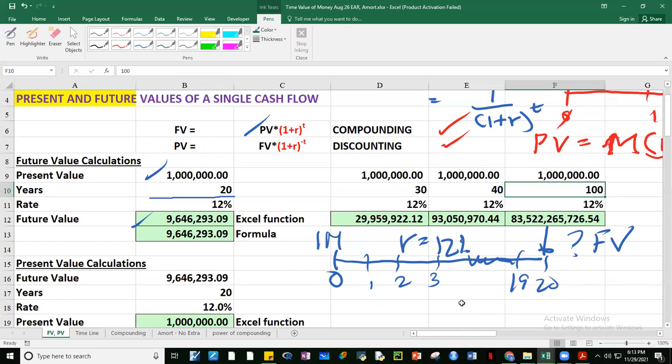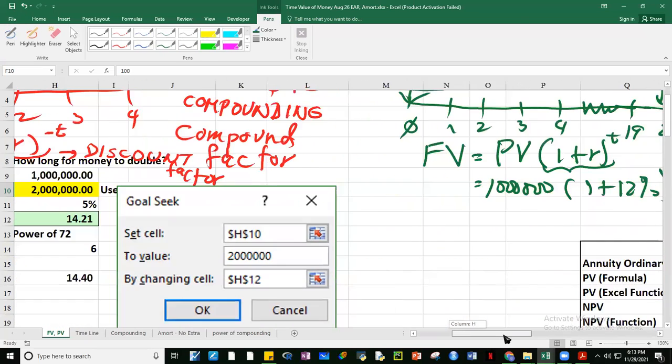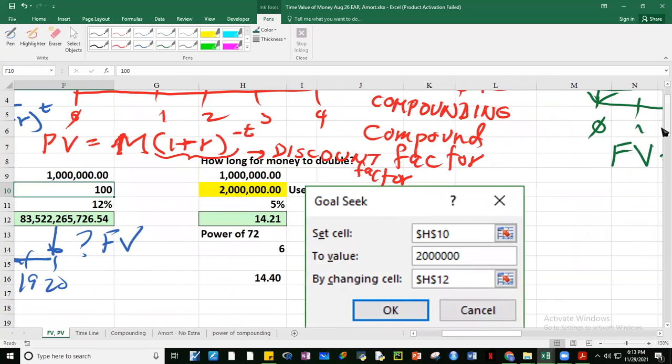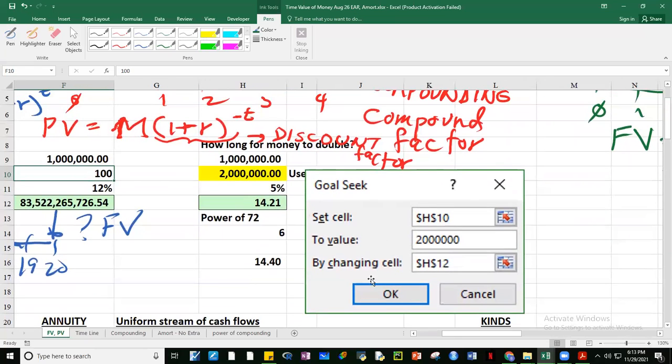So we can, of course, determine how long it will take us to double the money. You can use the goal-seek function, or you can use the NPER function, the number of periods function. Here we used the goal-seek. It will take us to double our money from 1 million to 2 million, and the answer it gave us at 5% interest was 14.21 years.